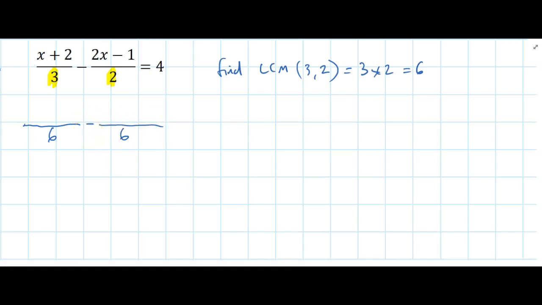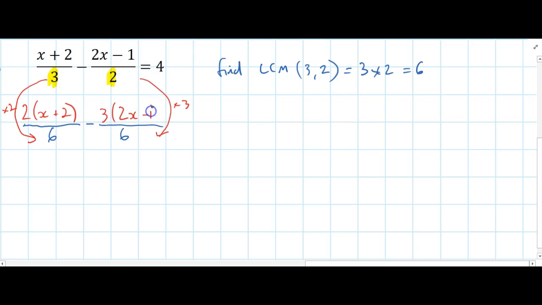One of the things you have to do is, for the 3 to 6, I have to times this by 2, so I actually have to times the top by 2 as well to keep it equivalent. Same thing here. Now I have to times that by 3, so I have to do the same to the top. To complete my equation, I still need a 4 there.